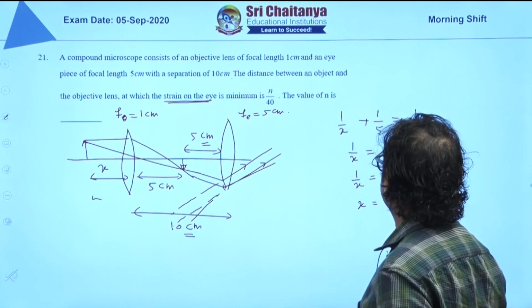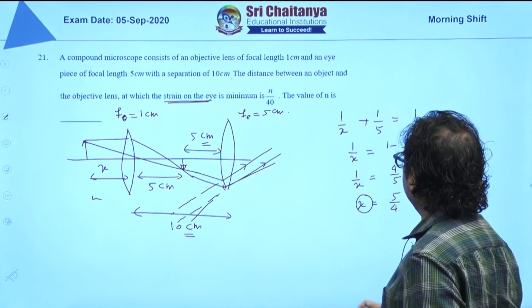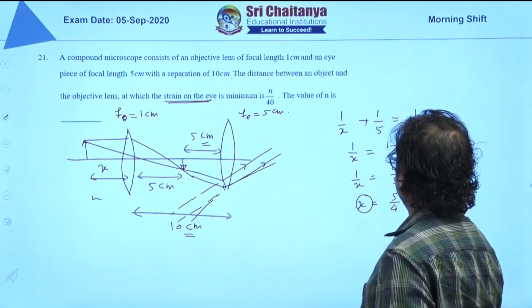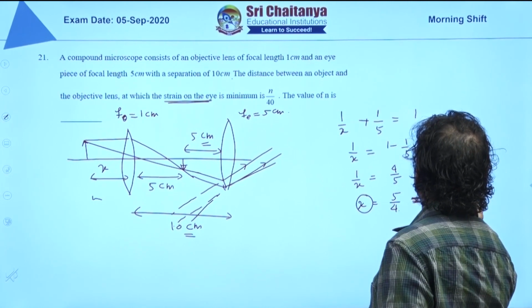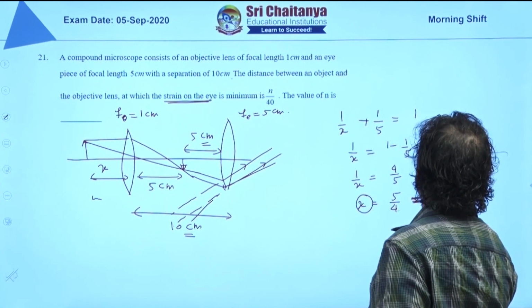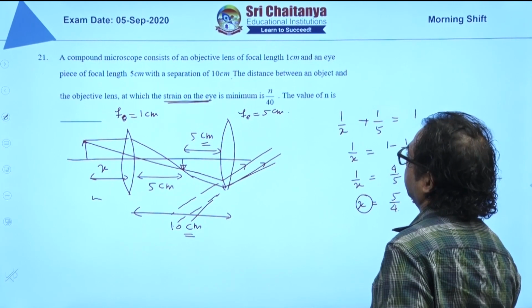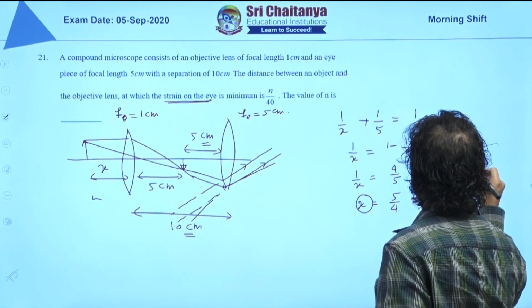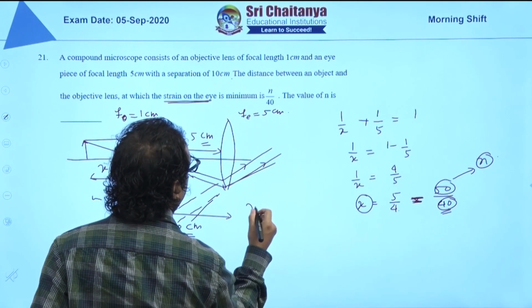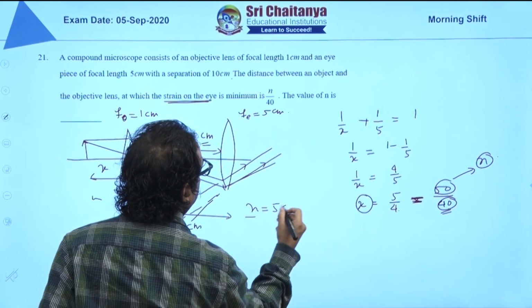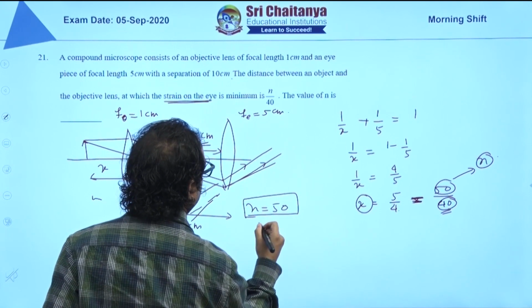But it is written that x is in terms of n by 40. So, basically multiply, which is equal to 50 divided by 40, and this one is given as 40 and this one n. So, n value is equal to 50. So, we get the answer n is equal to 50. This is the answer.